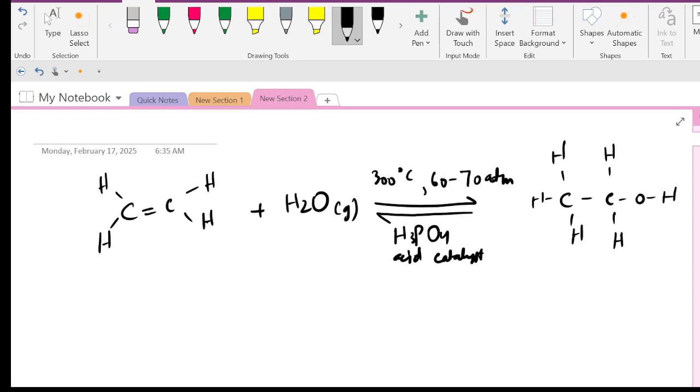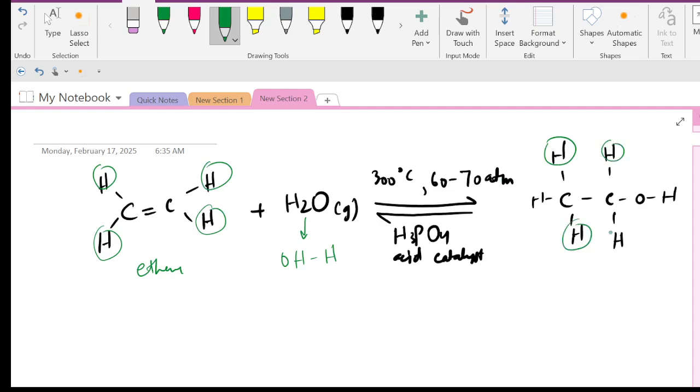Now the thing is, how does it produce the ethanol? Now you can see here, this water can be broken down into OH and H, and both of them will be attached to this ethene. So this is a hydrogen, this is a hydrogen, this is a hydrogen, and this is a hydrogen. The same hydrogens are present with the ethanol. So what is the addition? The addition is that of this hydrogen and OH which comes from the water that is present in steam form.